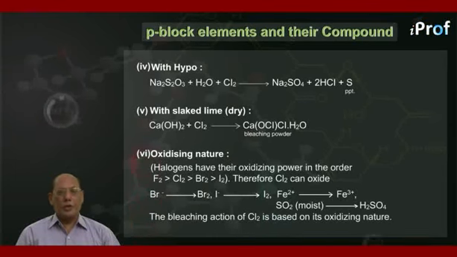Number 6, oxidizing nature. Halogens have their oxidizing power in the order F2 more than Cl2 more than Br2 more than I2. Therefore, Cl2 can oxidize Br minus into Br2, I minus into I2, Fe2 plus into Fe3 plus, SO2 moist into H2SO4. The bleaching action of chlorine is based on its oxidizing nature.